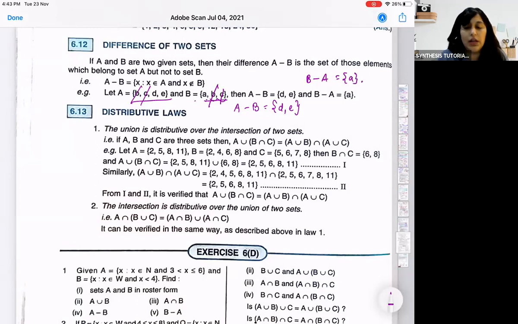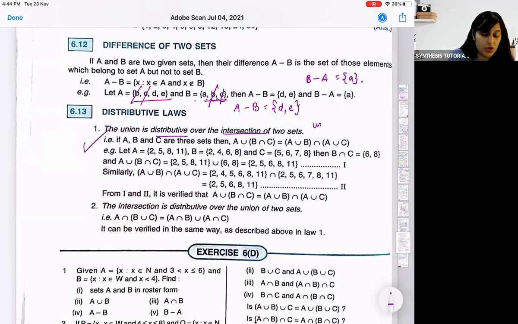Pretty simple actually. Okay. Now the next and last is distributive laws. Okay. So here it is written like this: the union is distributive over the intersection of two sets.